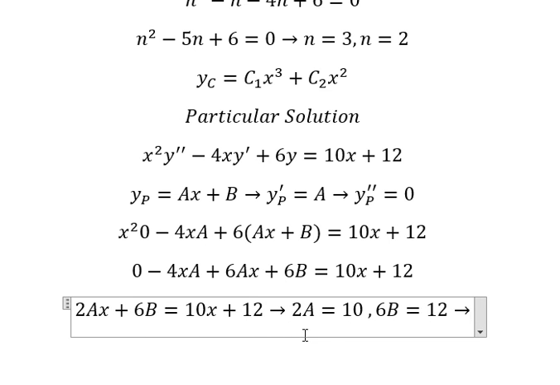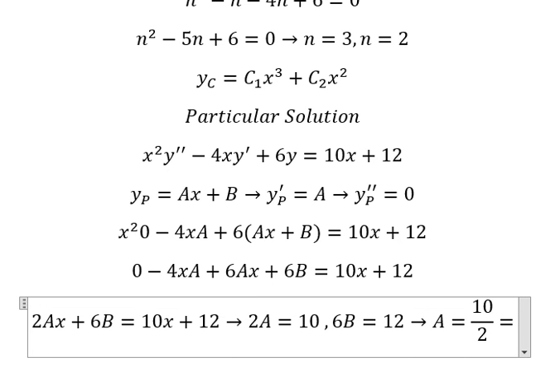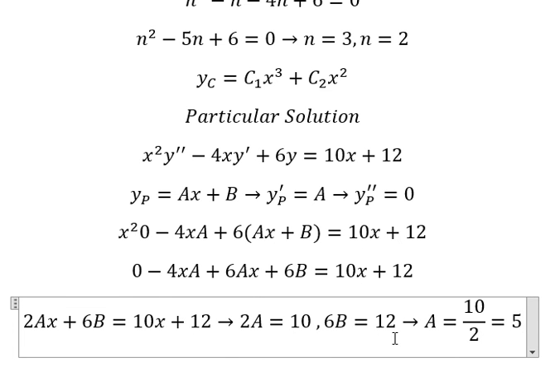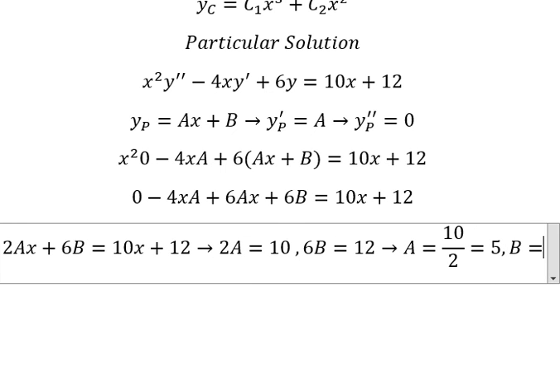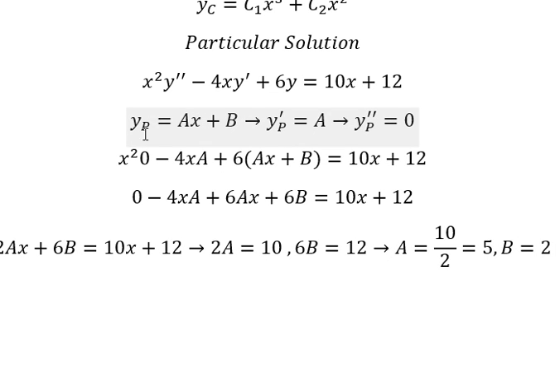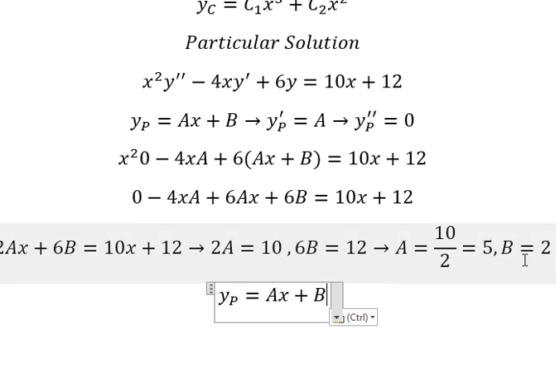And now we have a equals 10 divided by 2, we have 5. This one, we divide both sides by 6. So b equals 2. And now we have y_b in here. So I will put 5 here and 2 here.